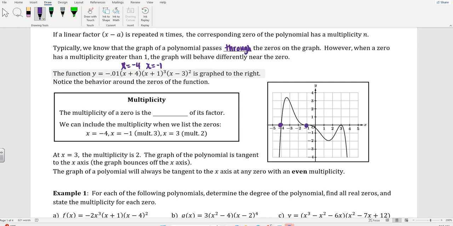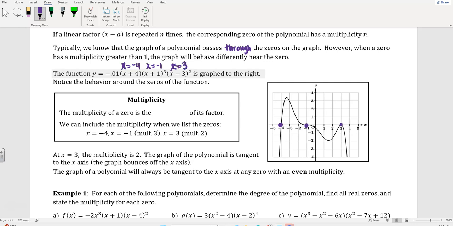Now, I still have a 0 that passes through, but it's got a little bit of a squiggle there. I see a concavity change. This is also a point of inflection for this graph right here. So, while the graph does cross, I do have a little bit of a curve there. This is what you're going to expect for odd multiplicities greater than 1. And then the one that's going to be one of the most important things for us to see is right here, x equals 3.